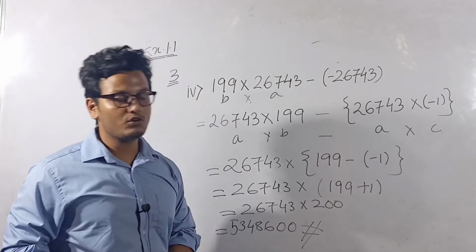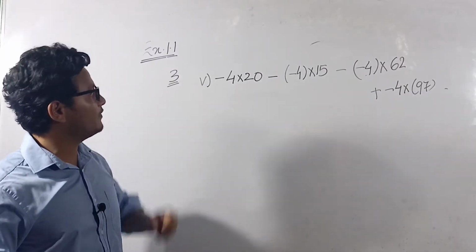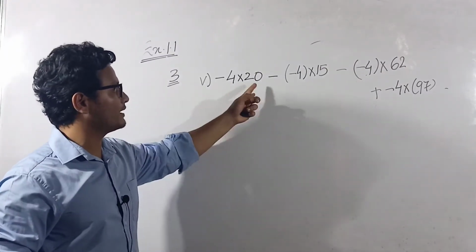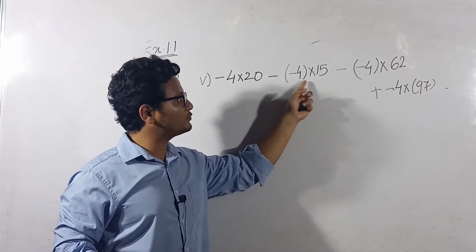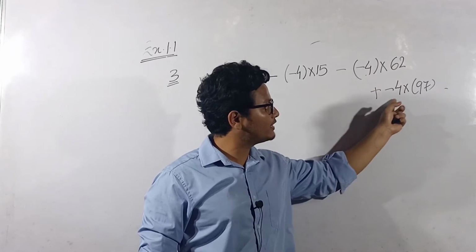Now let's move to question number 5. Friends, next question number 5 is what? Minus 4 into minus 20, minus of minus 4 into 15, minus of minus 4 into 62, plus minus 4 into what?